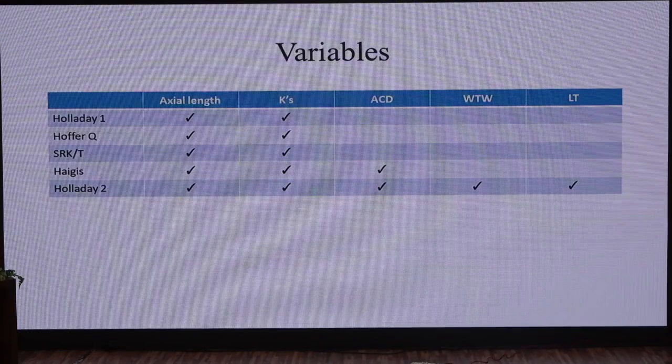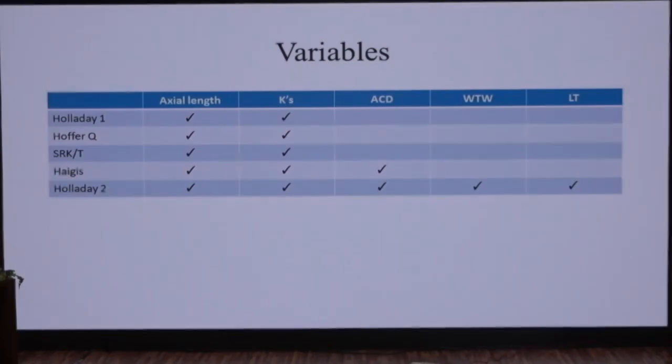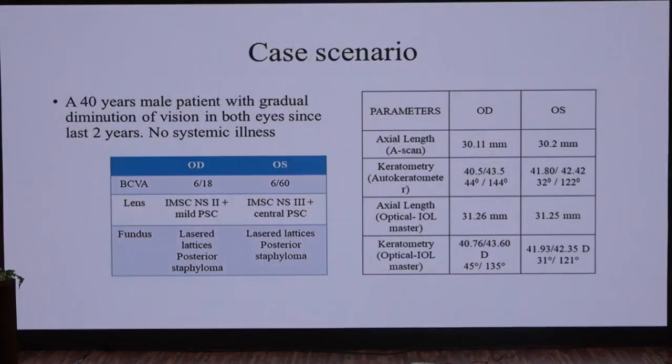Now, the newer generation formulas, apart from using the axial length and the keratometry, are also incorporating the anterior chamber depth, the white to white diameter, and the lens thickness. That is how they are calculating your accurate and effective IOL power.